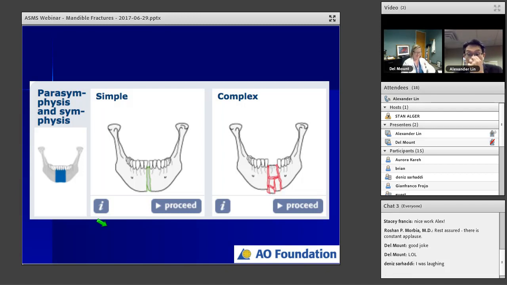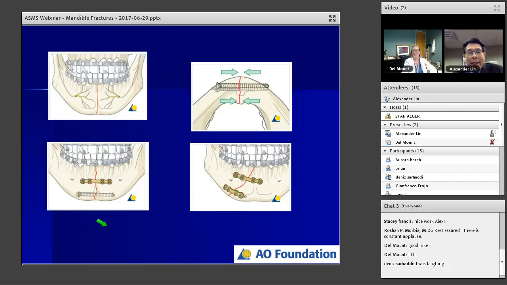So let's use those principles we just talked about and look at the simple symphyseal or parasymphyseal fracture. On the upper left-hand corner here, you can see that if it's a very straightforward, well-reduced fracture, you could just do maxillomandibular fixation, in this case with arch bars. And that would be stable enough to have this heal in about 4 weeks or so.